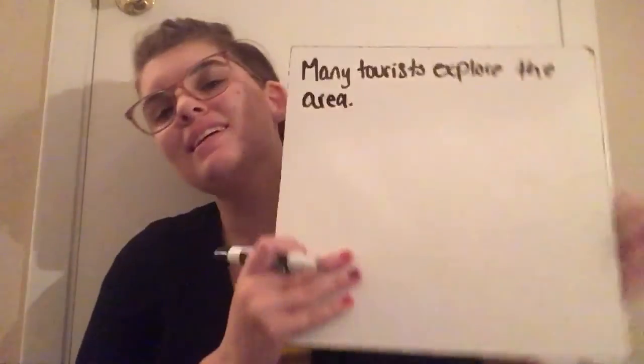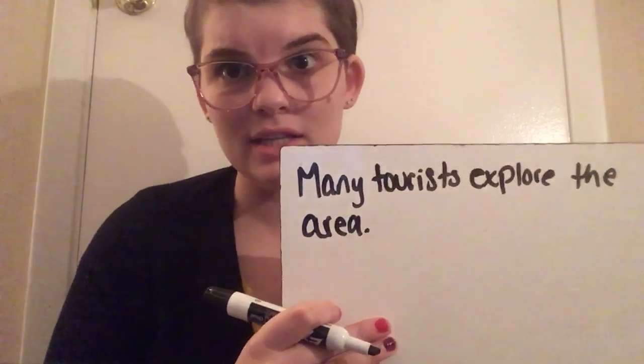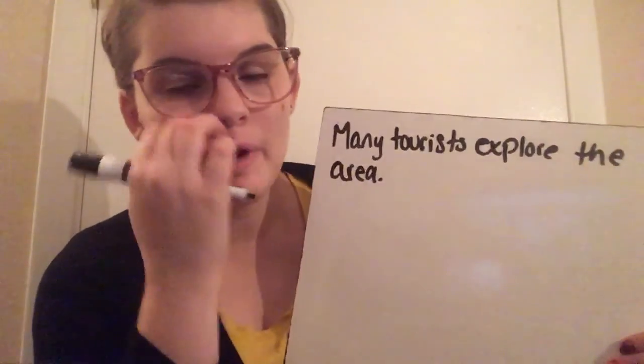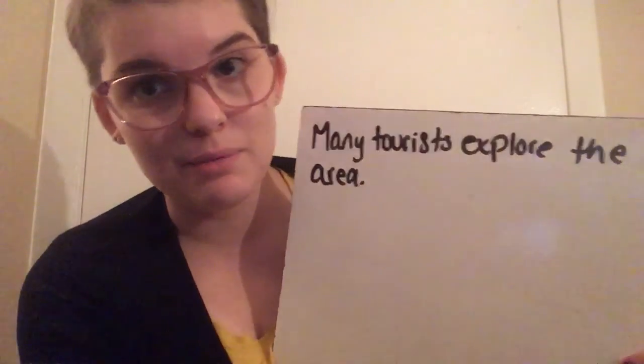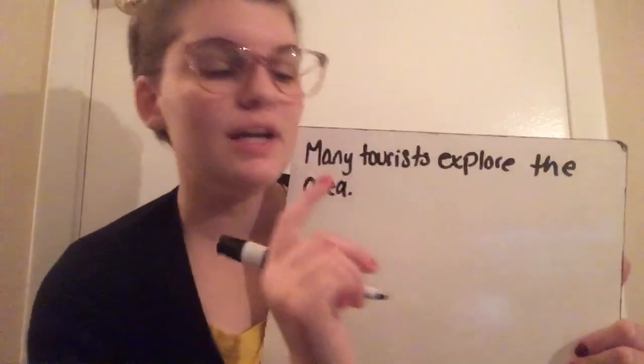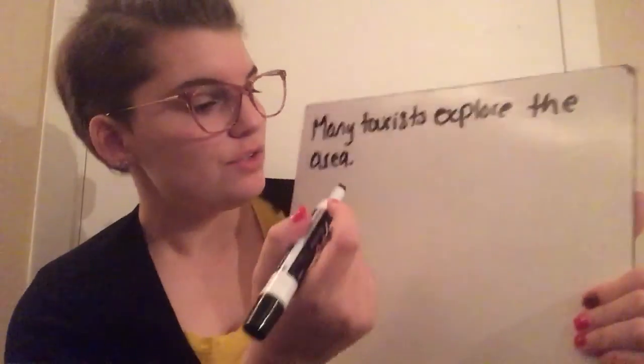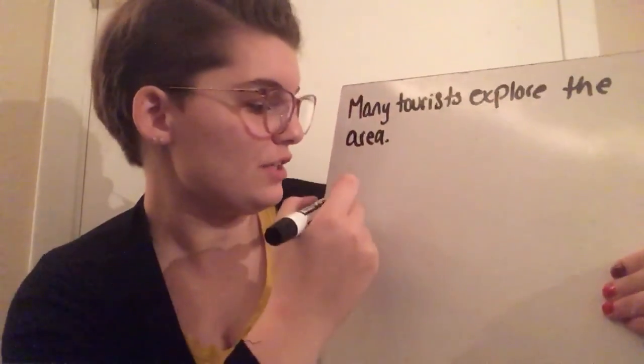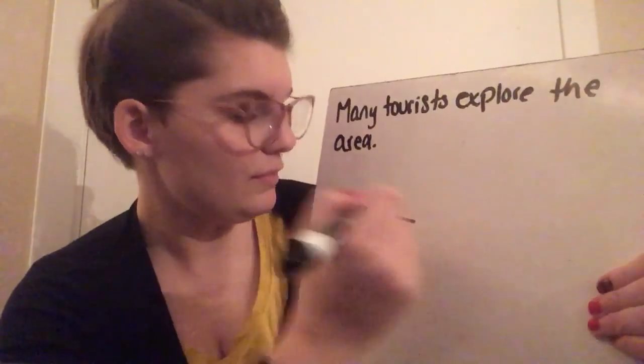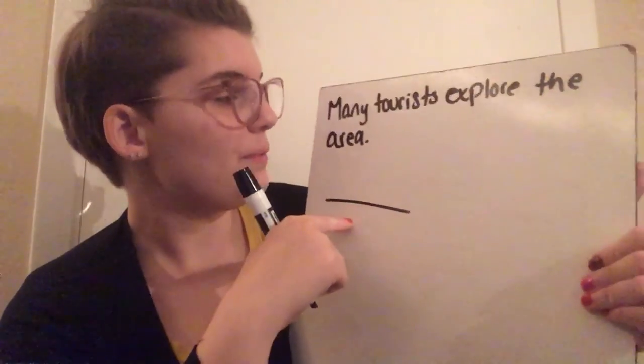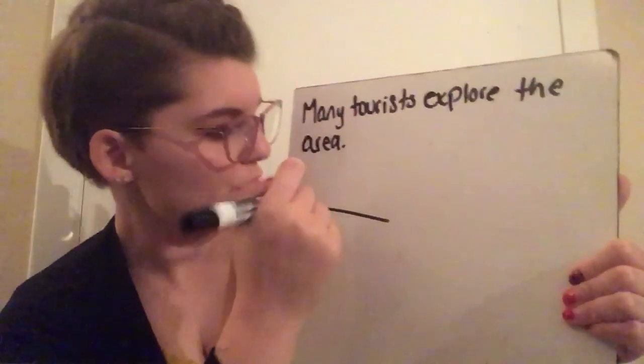Many tourists explore the area. Now, it's going to get a little bit more complex than this when we start talking about compound subjects and compound predicates. But right now, we're just looking at the subject and verb. So, to diagram a sentence, first you're going to start out with a line. Okay? So, it starts out with the subject. The subject would be tourists, right?